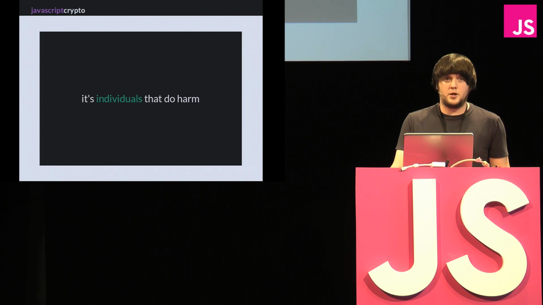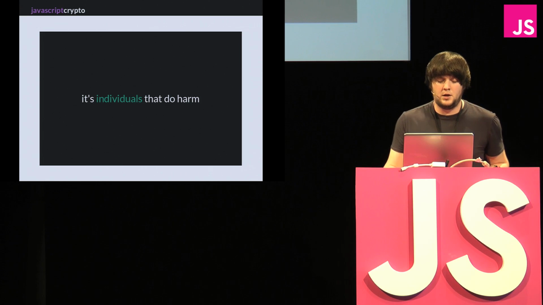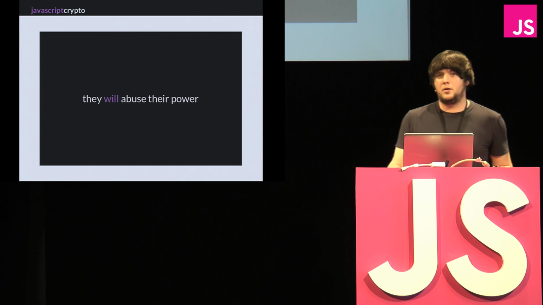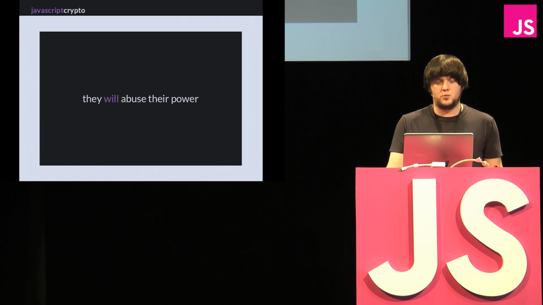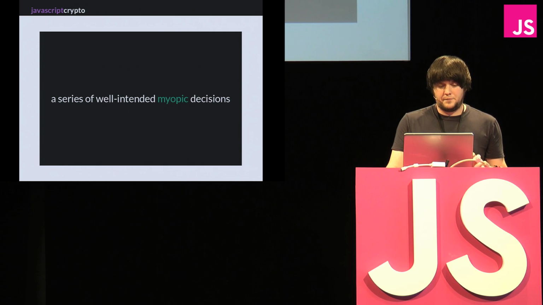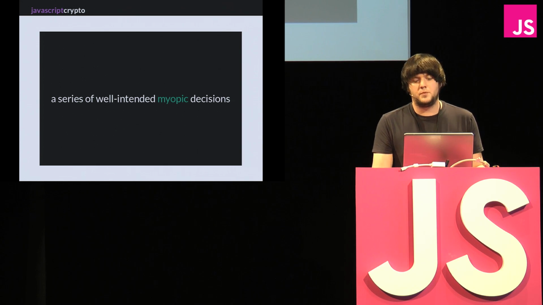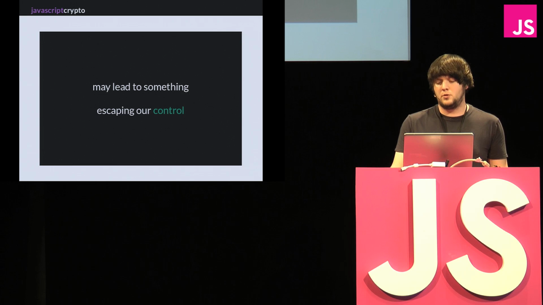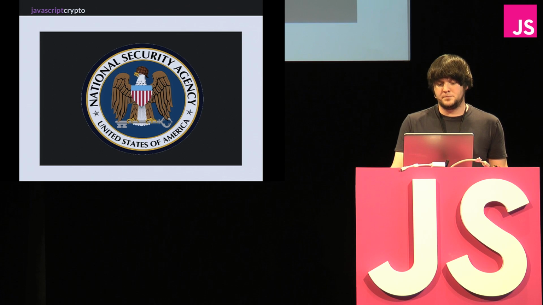So even if you think that our government is benevolent, it's not the government, it's the people that do the harm. So not the system is evil or the system is to blame, it's the people that are to blame. And they will abuse their power. It has happened in the past, and it will happen again. If you give somebody too much power, they start snooping on their girlfriend or boyfriend, and it just sums up. So even if there's decisions that are meant to be good, the sum of them, because they're unrelated, may lead to something that slips out of our control. And this is what has just happened.